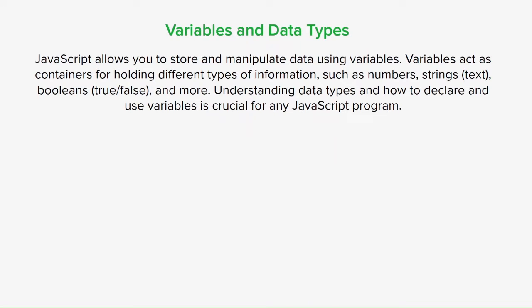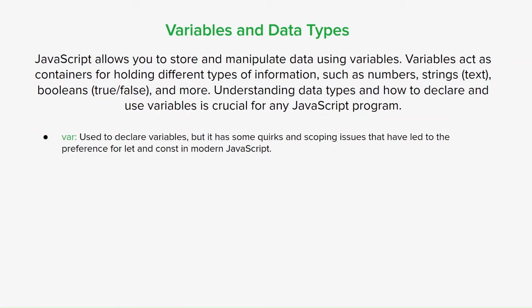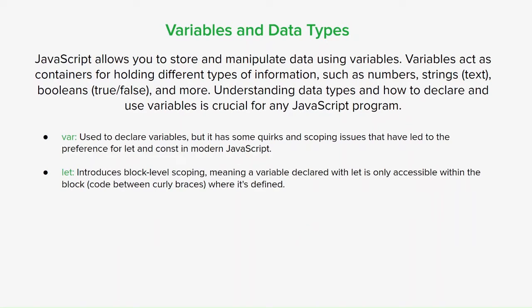So let's talk about one of the most important concepts of JavaScript, which is variables and data types. JavaScript allows you to store and manipulate data using variables. Variables act as containers for holding different types of information like numbers, strings, booleans, and lots more. Understanding data types and how to declare and use variables is crucial for any JavaScript developer. To declare a variable, you use this var keyword here.